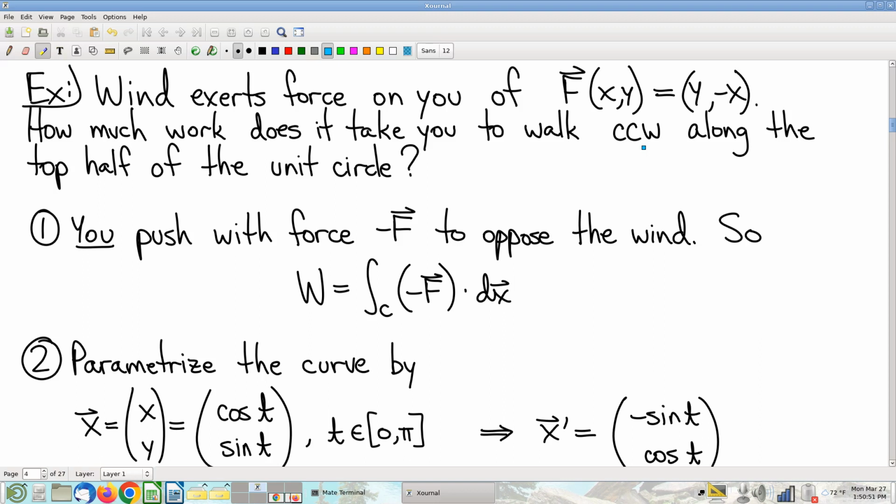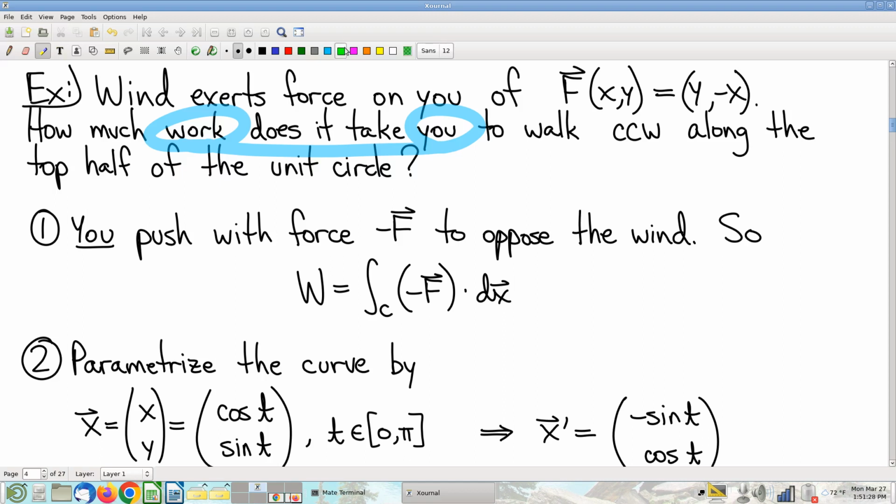you have to ask yourself the question, is the force that I was given the force that I am applying, or is it the force that's being applied to me? Right? And the difference matters because one's the negative of the other, so which one's the right one? So what you have to keep in mind is that if we're interested in the amount of work that you have to perform, then we are interested in the force that you are pushing with.